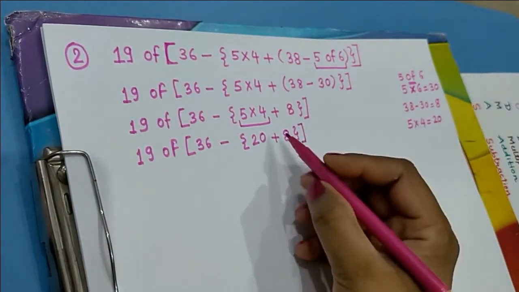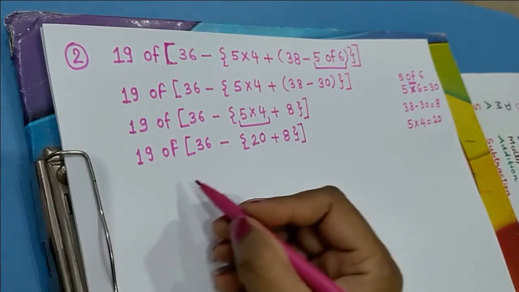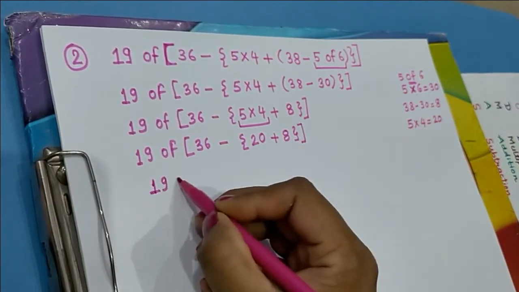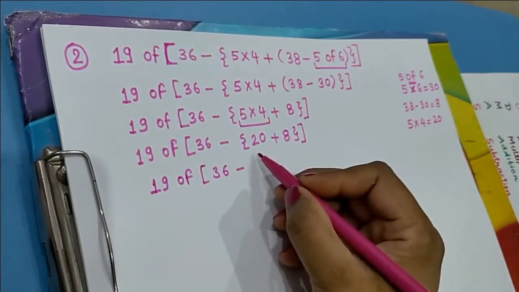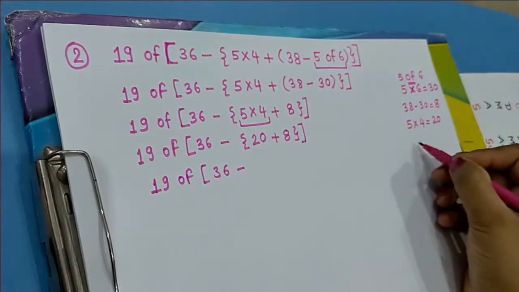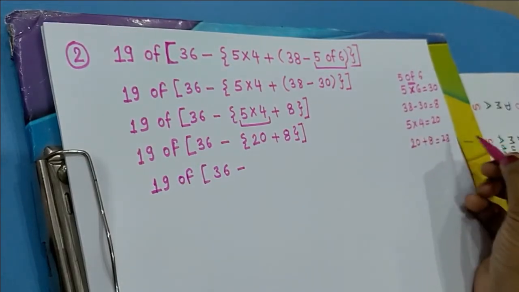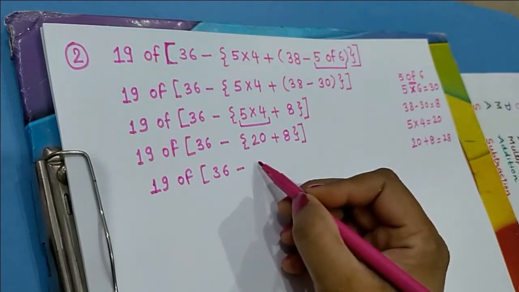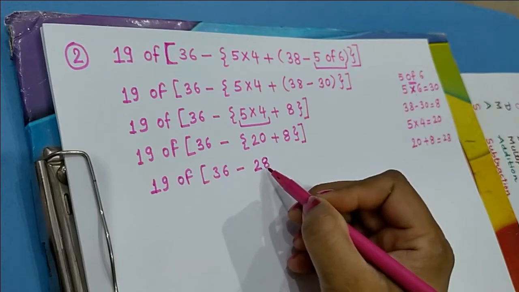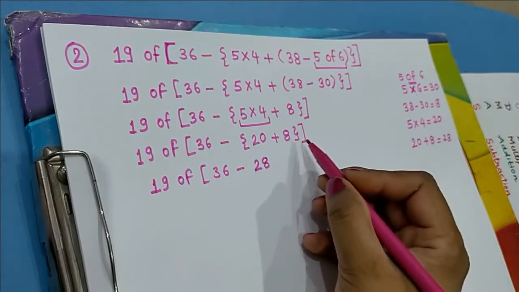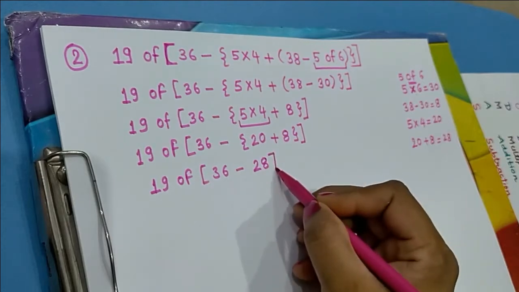curly bracket, rectangle. Then we have still one operation here to solve. So here we will write the 19 of 36 minus. Now we need to solve 20 plus 8, and we know that 20 plus 8 is 28. So we can replace this by 28, and as we got one value here, we can eliminate the curly bracket here, and the result of the curly bracket is now part of the rectangle bracket.